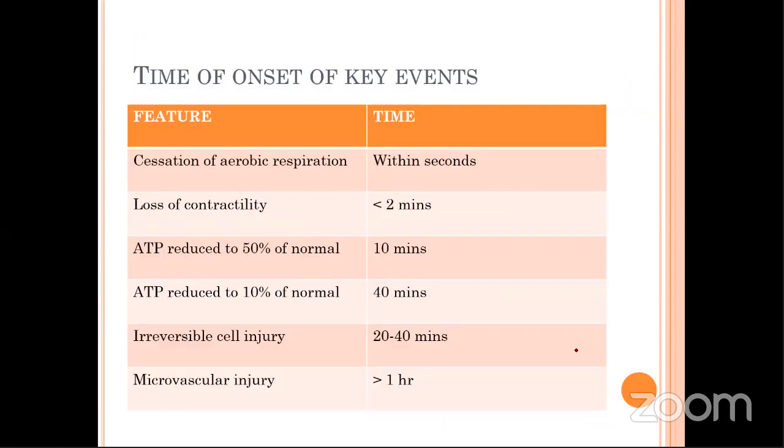Now, there are some specific times of onset of these key events. The cessation of aerobic respiration is the first thing to happen, and this occurs within seconds. Then the loss of contractility of the cardiac muscles occurs in less than 2 minutes. Then ATP is reduced to 50% of normal in 10 minutes, and ATP is reduced to 10% of normal in 40 minutes. Then it is followed by irreversible cell injury in 20 to 40 minutes.